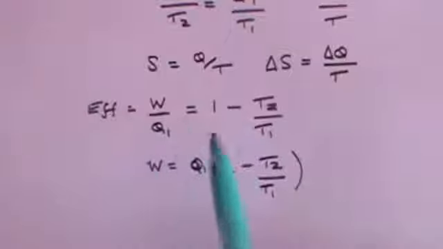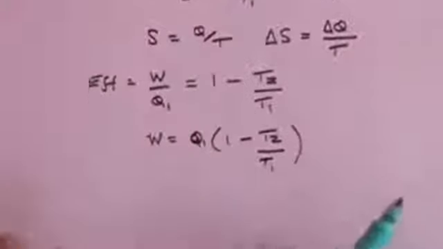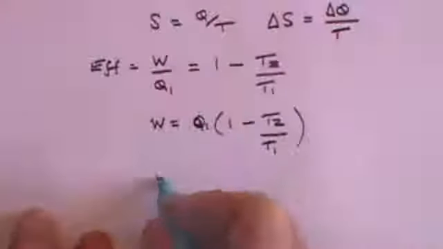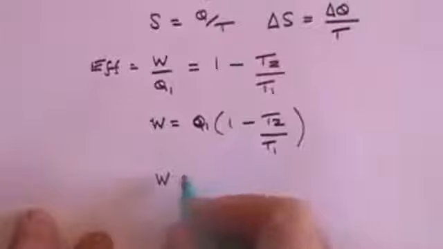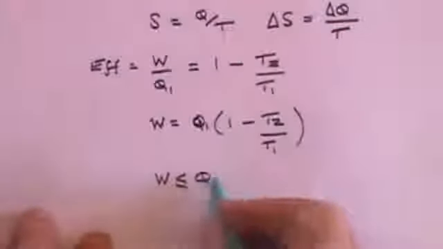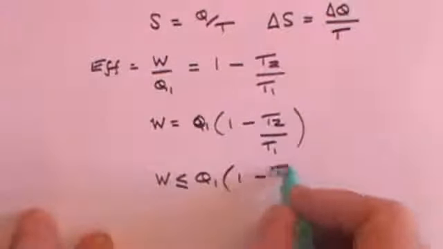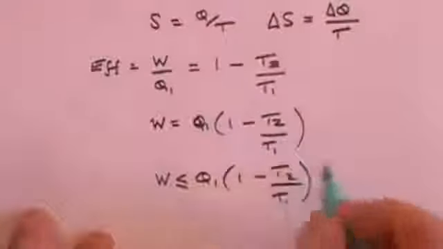So we know the efficiency is never going to be 100%, and this is the maximum efficiency that you can get. But that's assuming you can get the maximum. We can't always get the maximum efficiency. So if you get not the maximum efficiency, then you end up with this equation that the work is not equal to this, but it's less than or equal to Q1 into 1 minus T2 over T1.